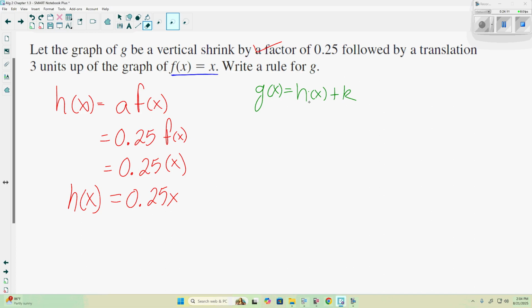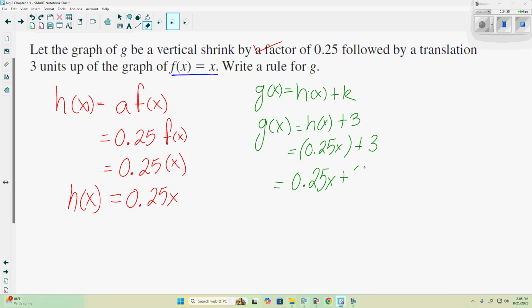Our value of k in this case is what? Because it is up 3, it would be plus 3. So we're saying h of x plus 3. Well, h of x is what? 0.25x plus 3, telling us our final function is 0.25x plus 3.